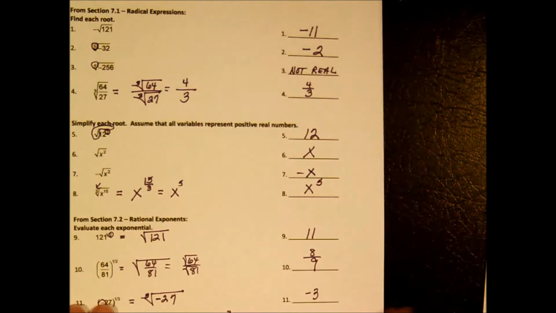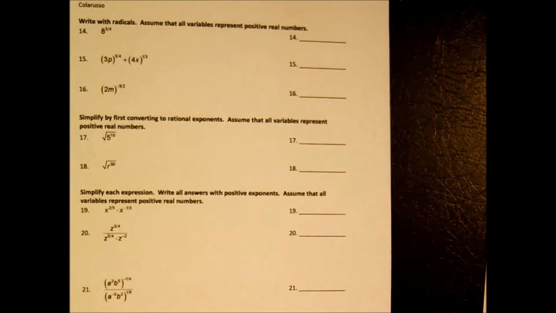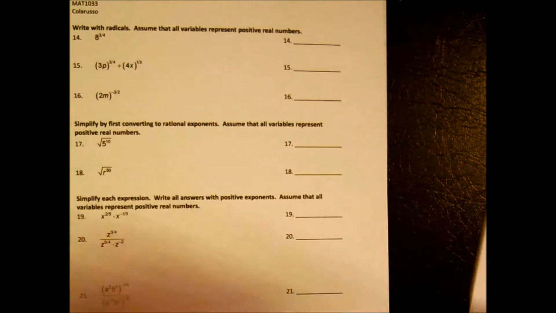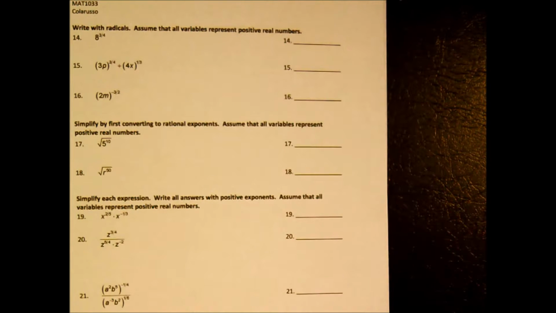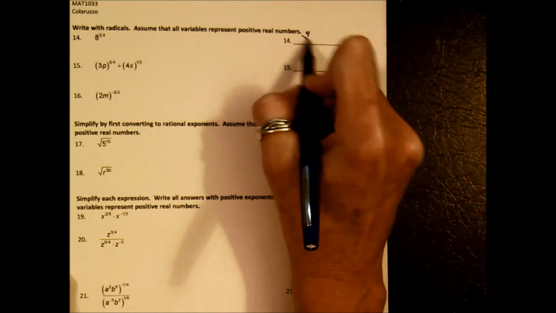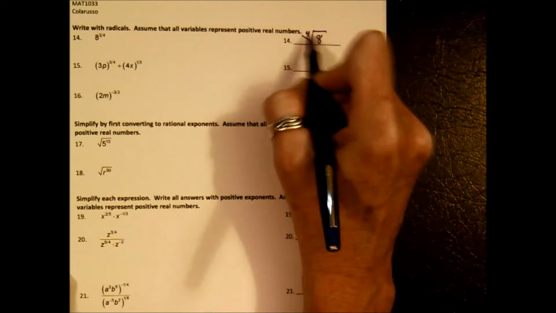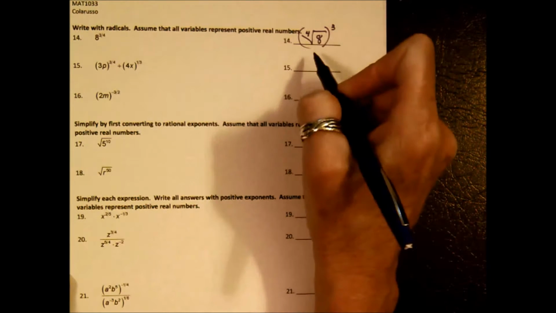All right, looking at our next page, it says to write these expressions using radicals. So we're just changing exponential notation to radical notation. So the first one is 8 to the 3/4. What that means is the 4th root of 8. Now, raised to the 3rd power can either go inside the radical sign or on the outside after you take the 4th root.